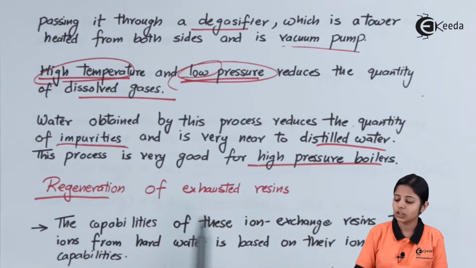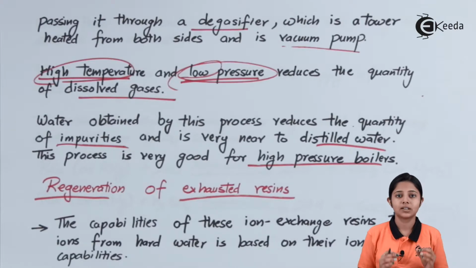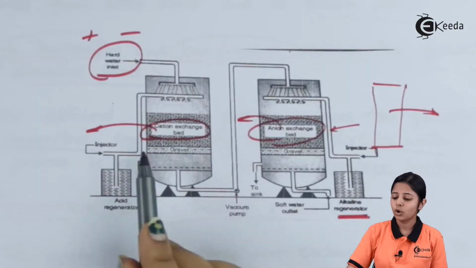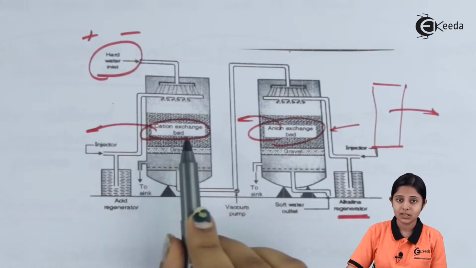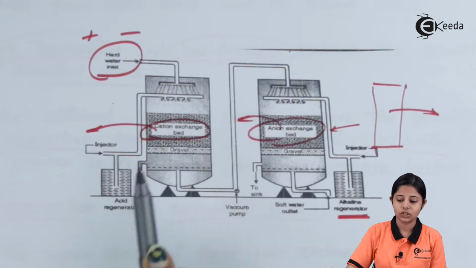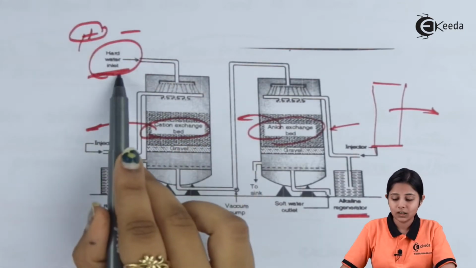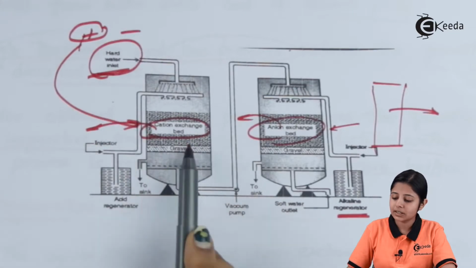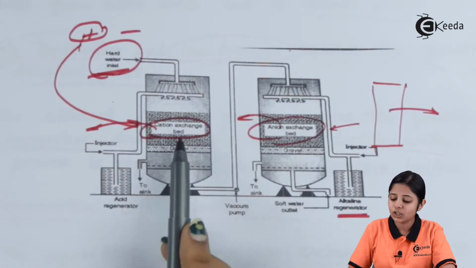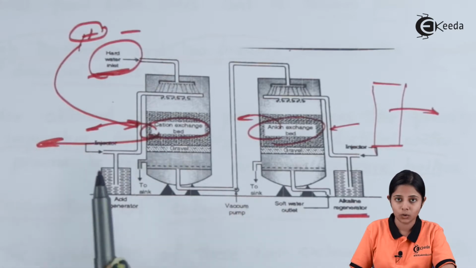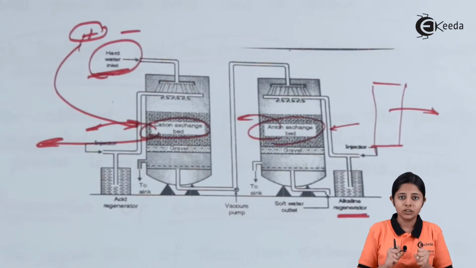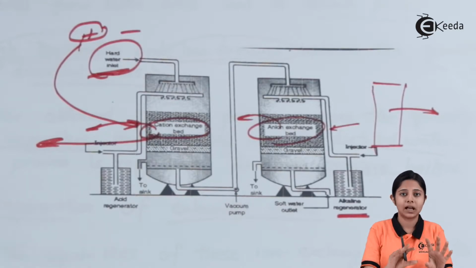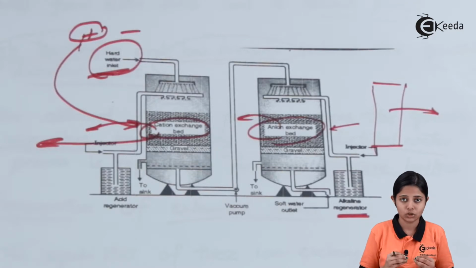Now let us see the regeneration of exhausted resins. First, let us see the resins in the diagram. Over here, I have a cation exchange bed and an anion exchange bed. What does this do? This does ion exchange. That means the positive ions present in the hard water are taken away by this cation exchanger, and in exchange it will give away its harmless ions. The ions given by the cation exchanger do not contribute to the hardness of the water at all.